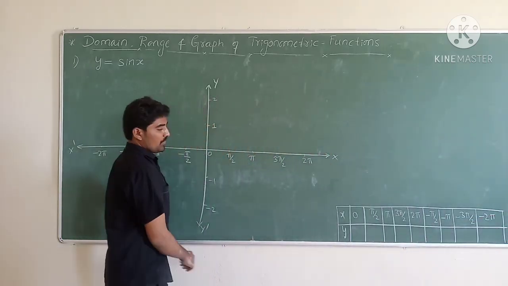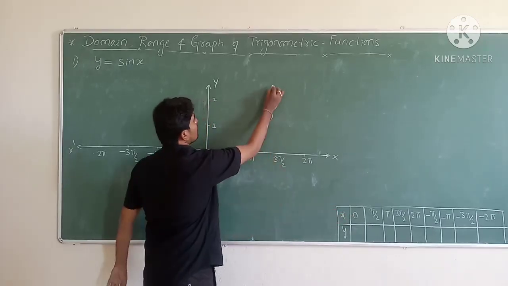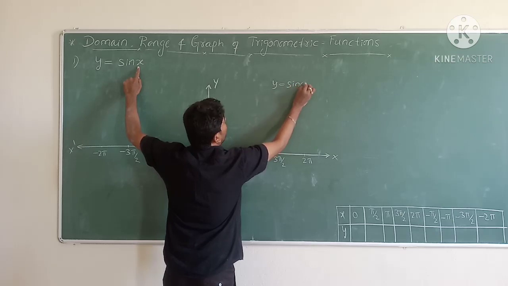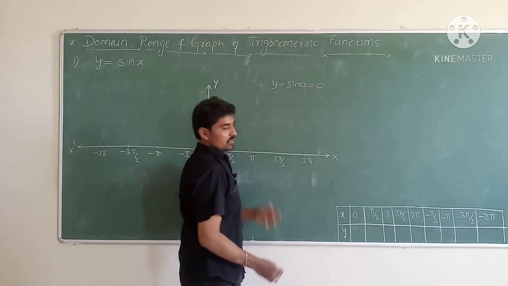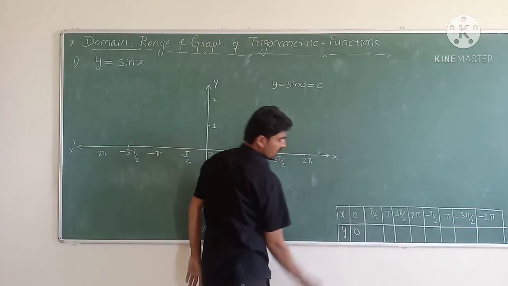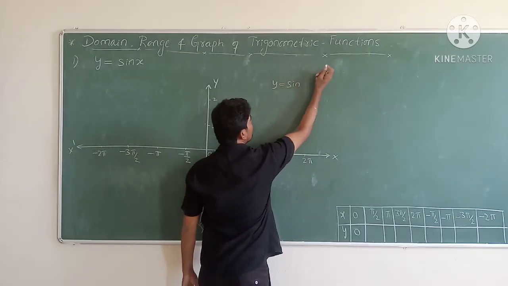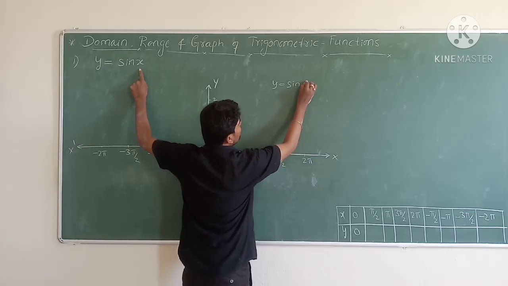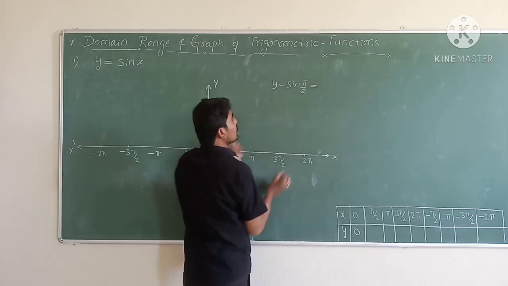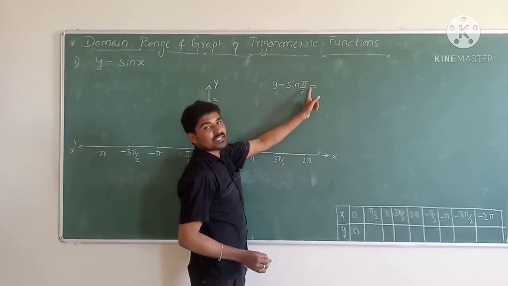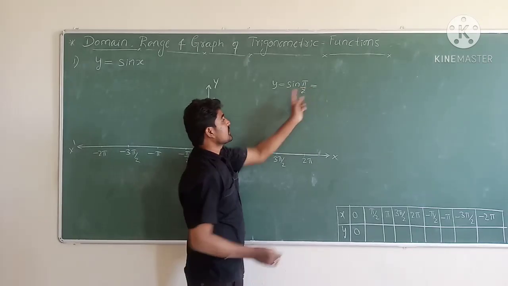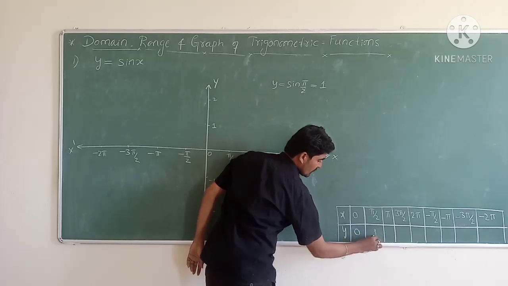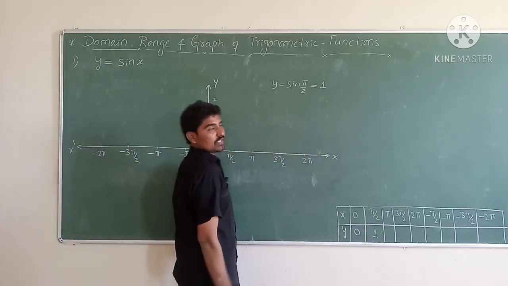Now, when x is equal to 0, the value of y will be sin 0. We know that sin 0 is equal to 0. Therefore, when x is 0, y is 0. When x is equal to pi by 2, the value of y will be sin pi by 2. Pi by 2 in terms of degrees is 90 degrees, and sin 90 degrees is 1. Therefore, when x is equal to pi by 2, the value of y is 1.